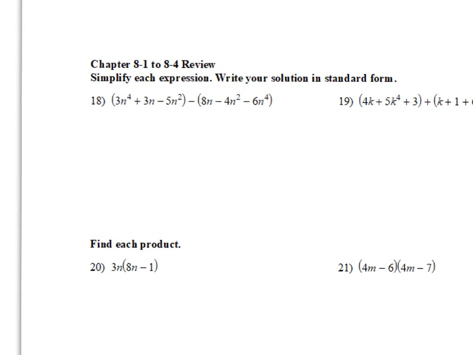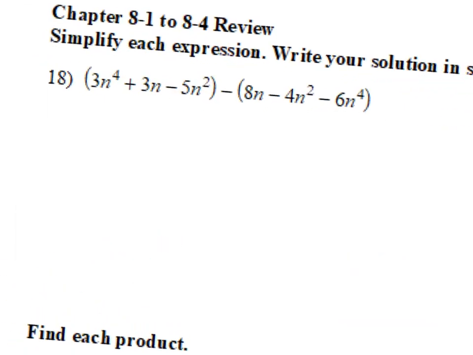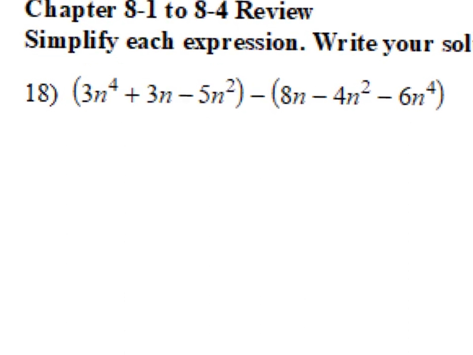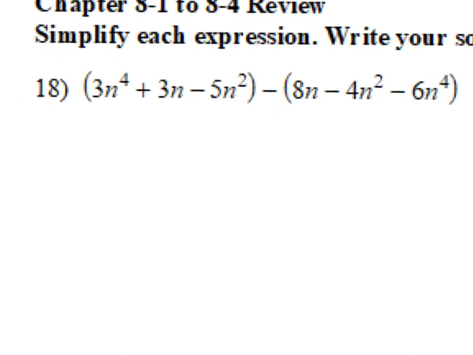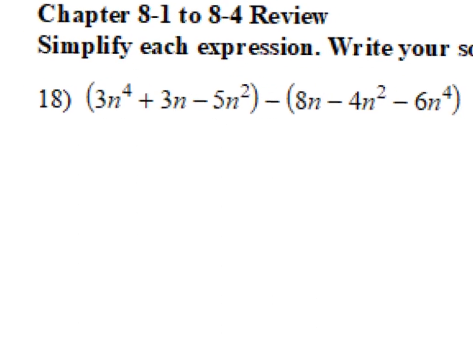All right, and then this was a little review from right before we left. So we're going to go ahead and add and subtract these. So this one's a subtraction. Remember, on subtraction, we're going to distribute that negative through to all 3 parts. So we're going to get negative 8n plus 4n squared and plus 6n to the 4th when we do that. Okay, so now just combine like terms.